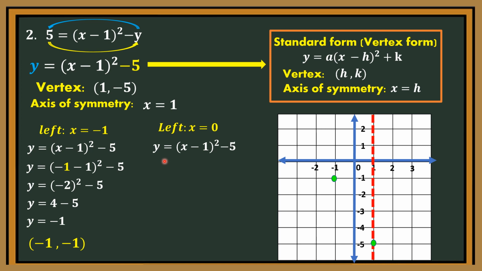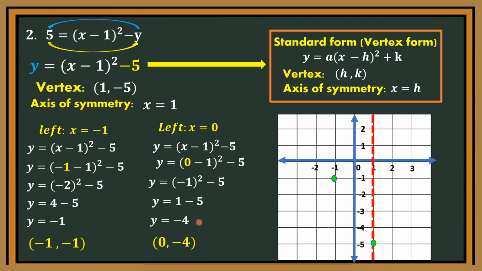Original function, y is equal to the quantity of x minus 1 quantity squared minus 5. Substitution, x natin, palitan ng 0. Copy minus 1, copy squared, copy minus 5. Simplify natin nasa loob. That is negative 1 squared minus 5. Then negative 1 squared, that is negative 1 times negative 1. Kaya ang sagot ay 1. Minus 5, subtract na natin to. Y is equal to negative 4. So, ito yung pangalawang ordered pair natin. 0 and negative 4. So, that is 0, negative 4.